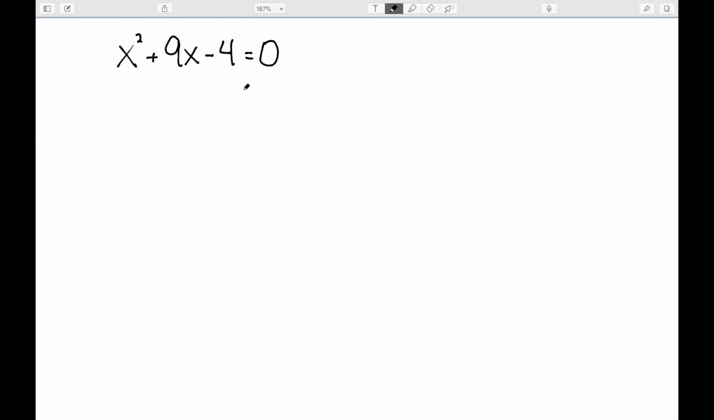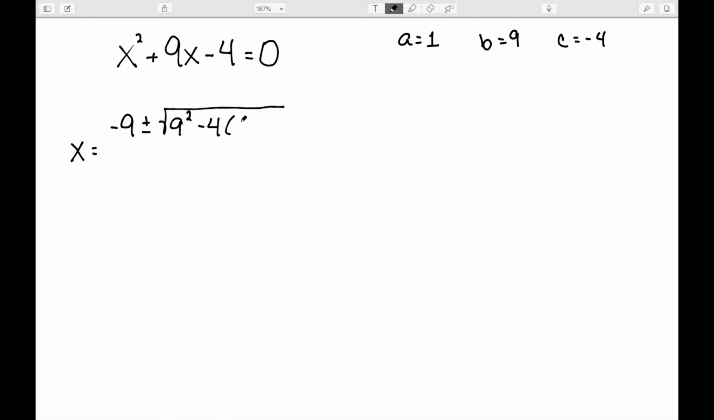Let's start with x squared plus 9x minus 4 equal to 0. In this case, a is equal to 1 since that's the number in front of x squared. b is 9, the number in front of x. And c is negative 4, the constant. So we would have negative b, or negative 9, plus or minus the square root of b squared, so 9 squared, minus 4 times a, which is 1, times c, which is negative 4, all over 2 times a, which is 1.